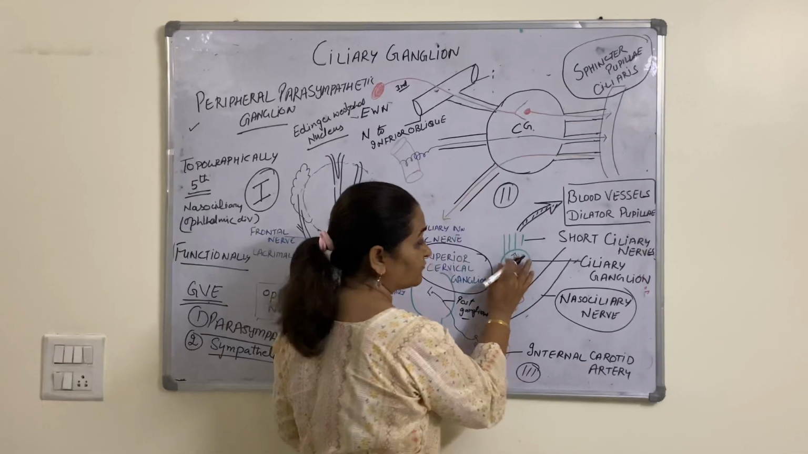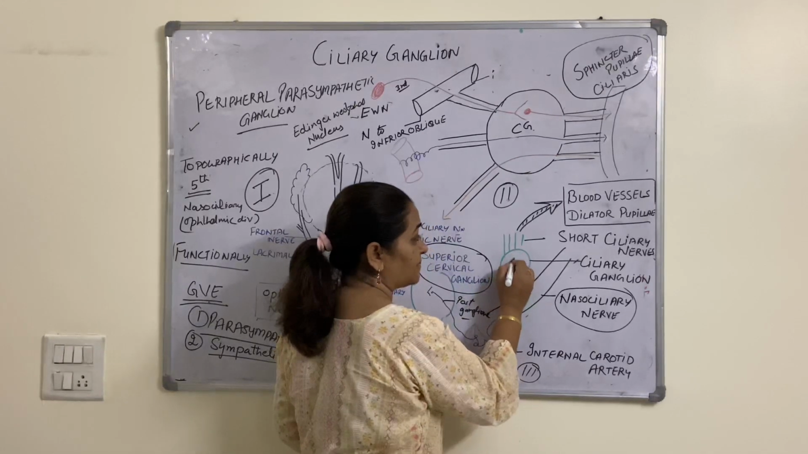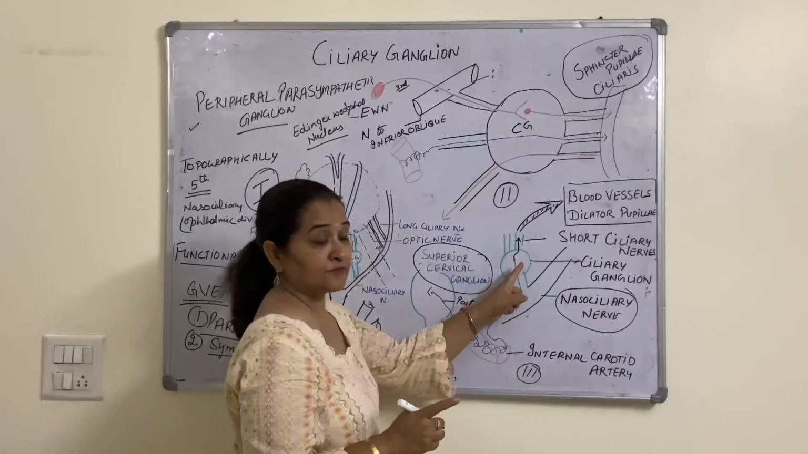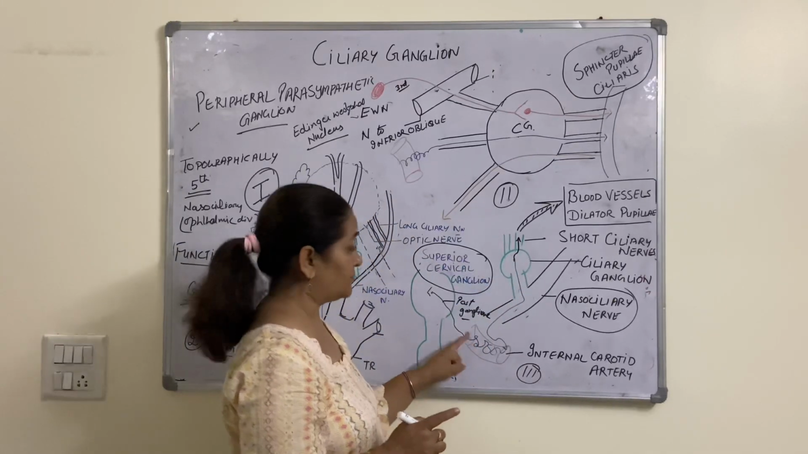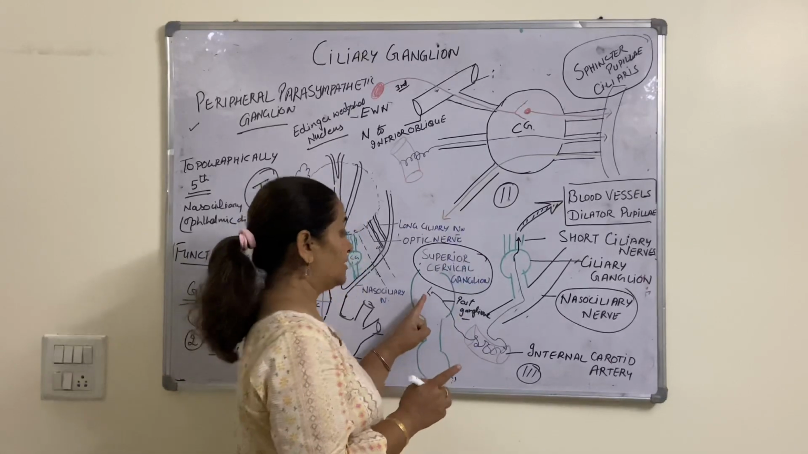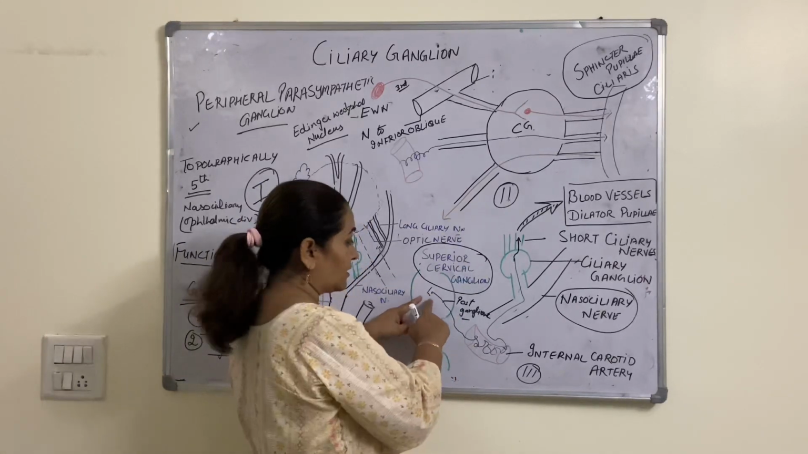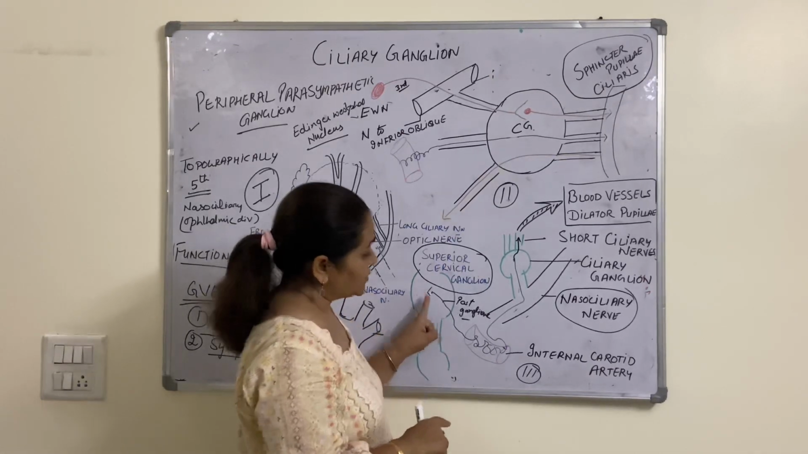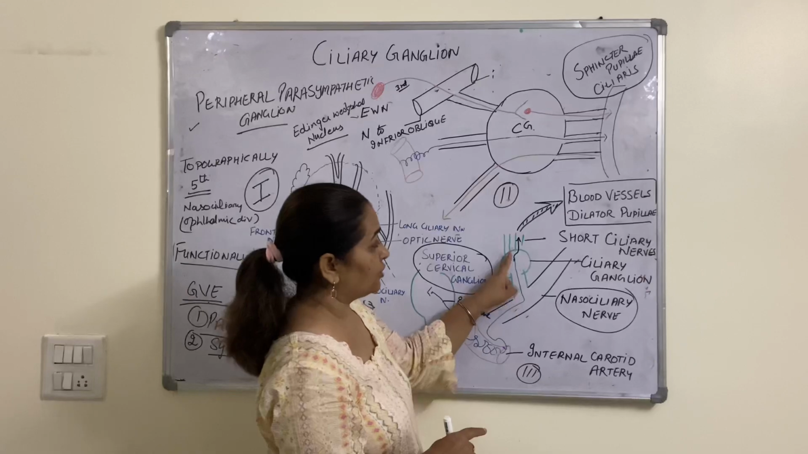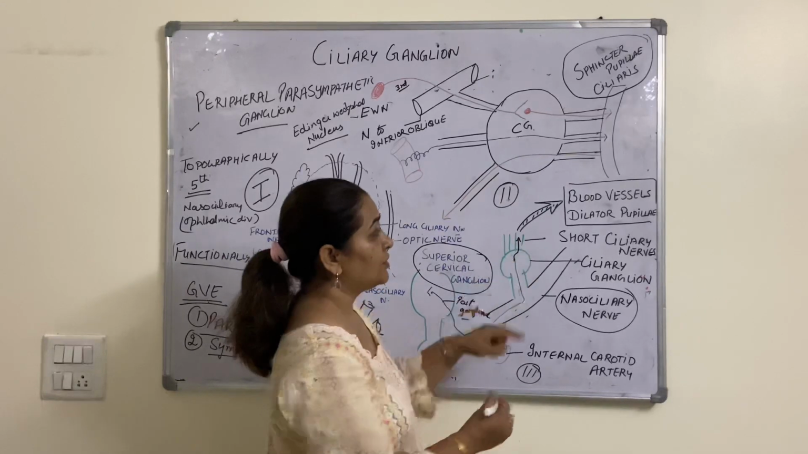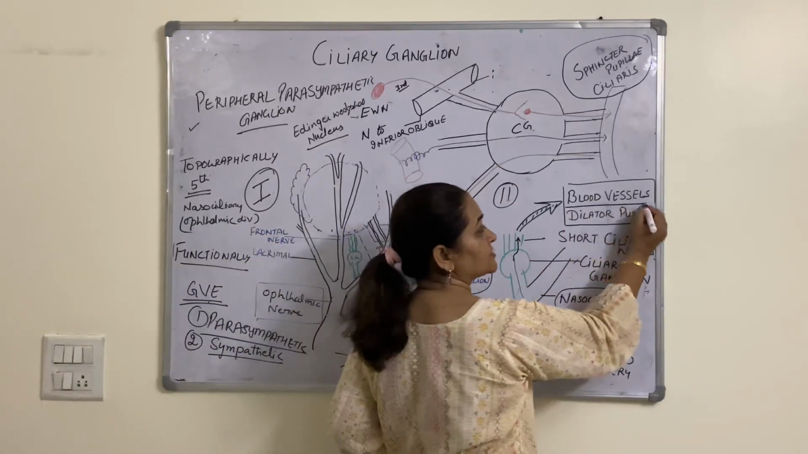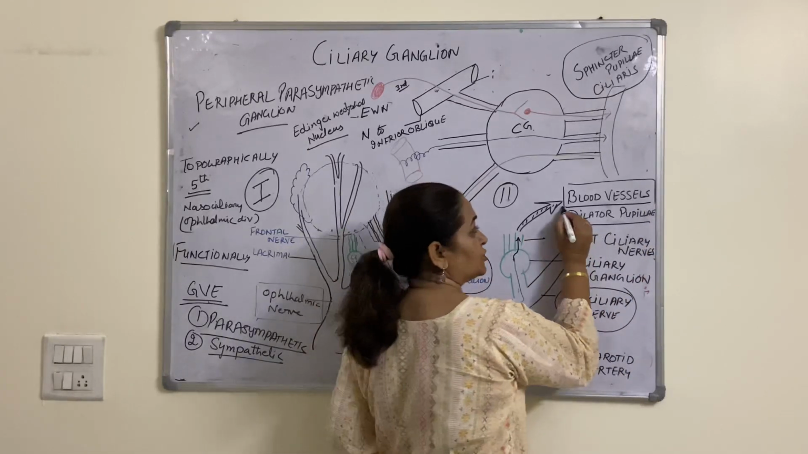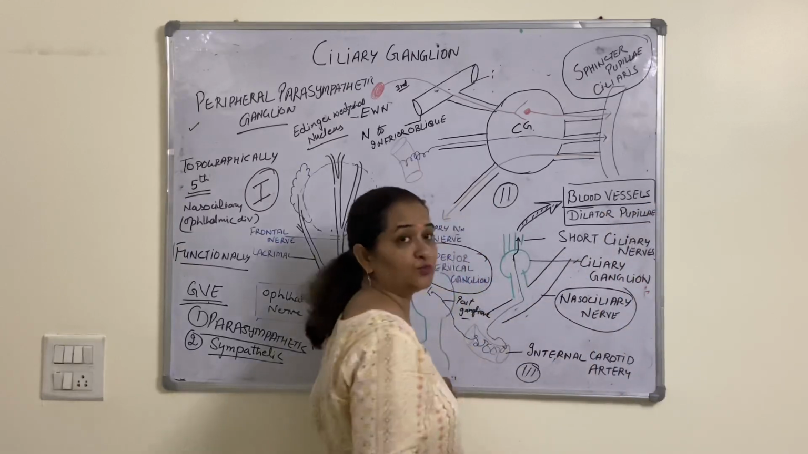In the ganglion, the fibers are not relayed, they pass as such. They are not relayed, these sympathetic fibers. These are already postganglionic fibers. The relay of these fibers has already occurred at what level? That is the superior cervical ganglion. So these fibers pass through the ciliary ganglion and through the short ciliary nerve to supply the blood vessels of the eyeball. Sometimes the fibers go to supply the dilator pupillae too.